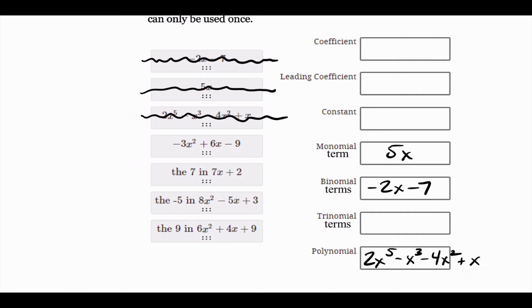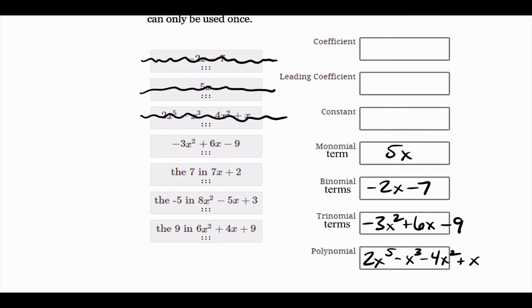The next one, negative 3x squared plus 6x minus 9. One you've seen before. That one should look familiar. You've seen that one before in notes and homework. And so which one is that? Yep, it's a trinomial. Because there's 3 terms, so it's called a trinomial.